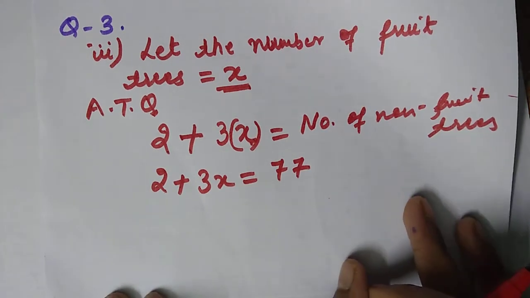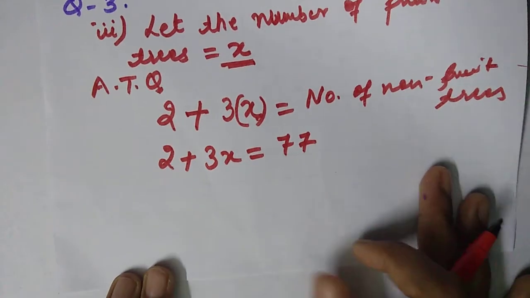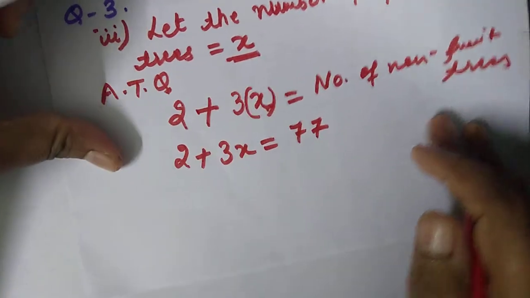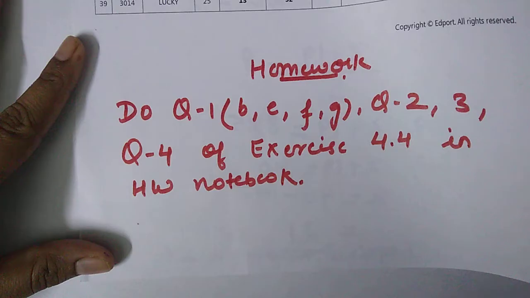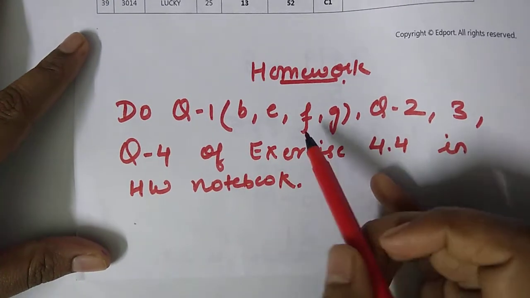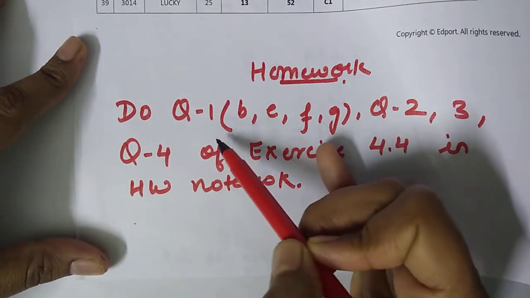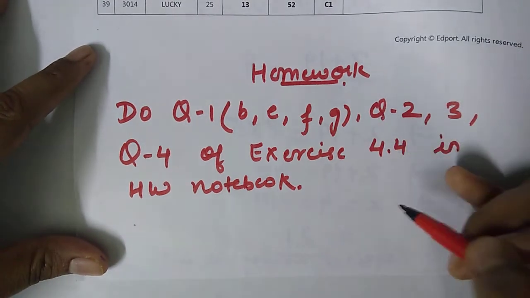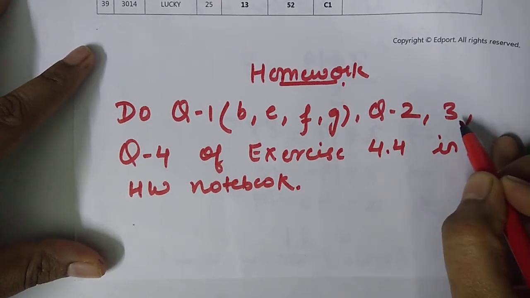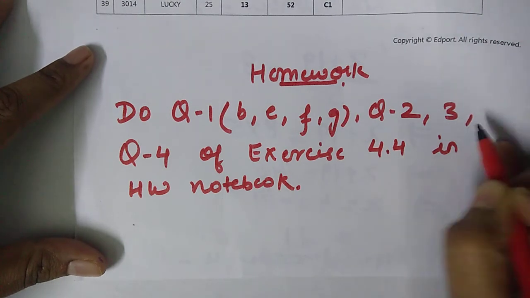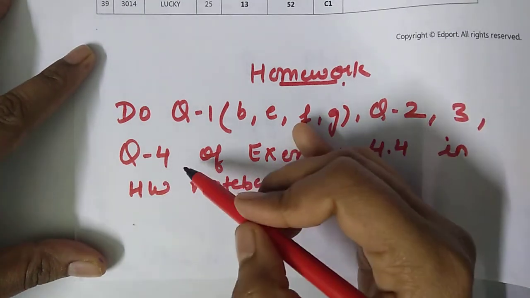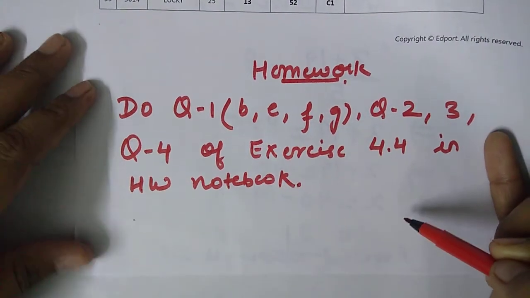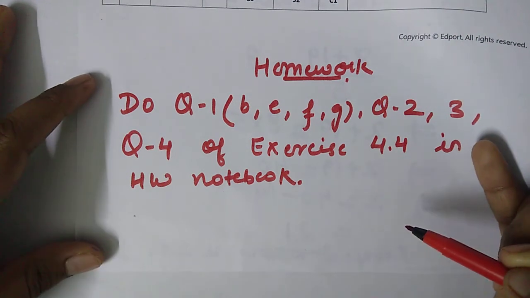Now this chapter is over. Question number 4 you have to do yourself. Now come to the homework. So students, your homework for today's lecture is you have to do question number 1, B part, E part, F part, G part. Question number 2, all the 3 parts you have to do. Question number 3 also, all the 3 parts you have to do. And question number 4 you have to do, and these are of exercise 4.4, and you have to do them in your homework notebook. Okay, so this is all about today's lecture.